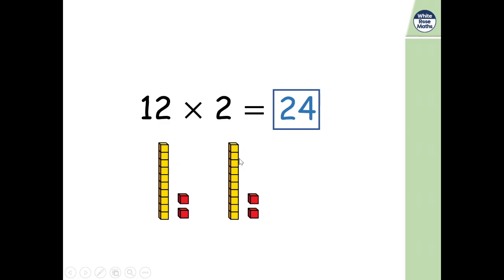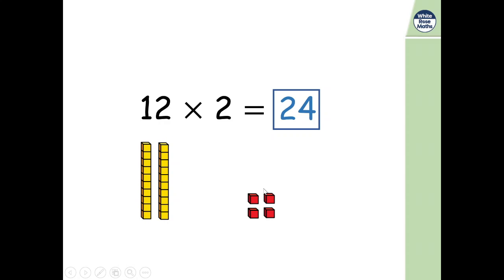10 here add 10 here makes the 20. And then 2 add 2 makes the 4. So when you've got a 2-digit number, and you're timesing it by 2, you're doubling the 10s and doubling the 1s. Like that, see?